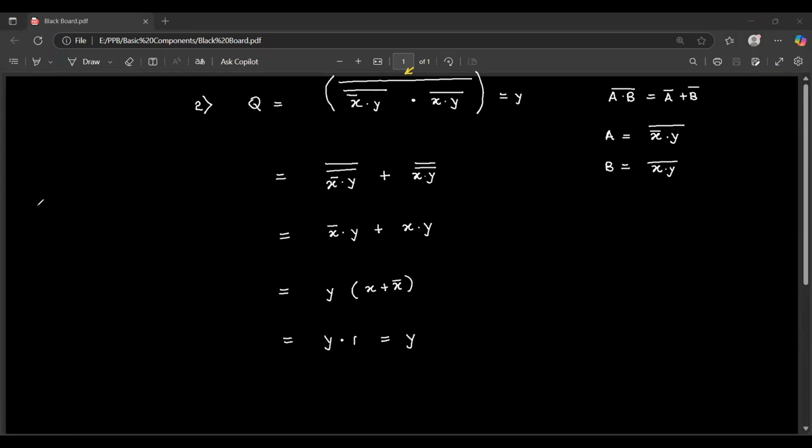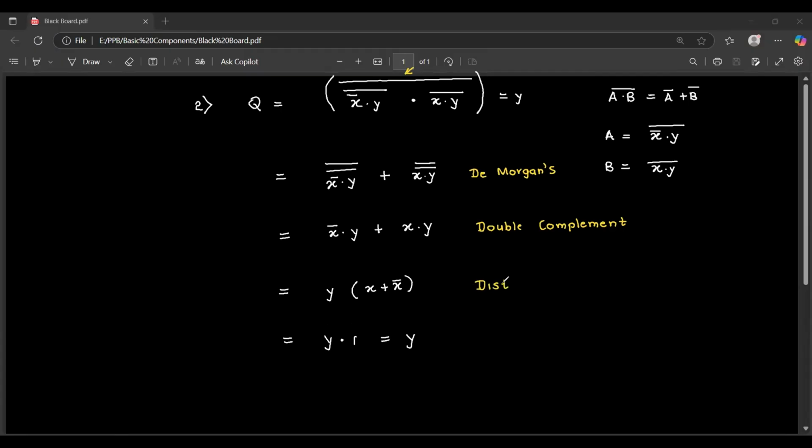Okay, so what are the laws that I have used here? The first one is De Morgan's law. Okay, I have used De Morgan's law. Then I have used what law here? Double complement law. Okay, I have used the double complement or double inverse law. Then I have used the inverse law in this case. Okay, x plus x bar. This is a distributive law, obviously.